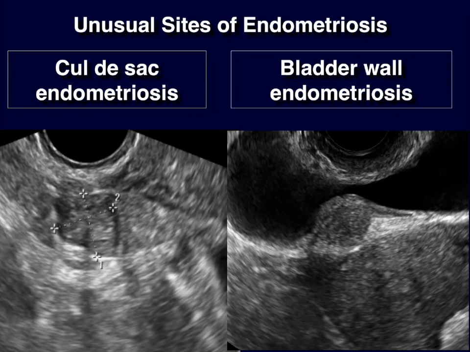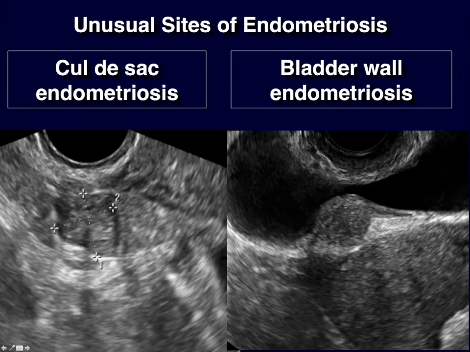Now, there are many unusual sites for endometriosis. In fact, probably most of endometriosis occurs all over the pelvis and really does not manifest itself necessarily with an endometrioma. Here is a little implant of deep infiltrating endometriosis. You can see here in the cul-de-sac.